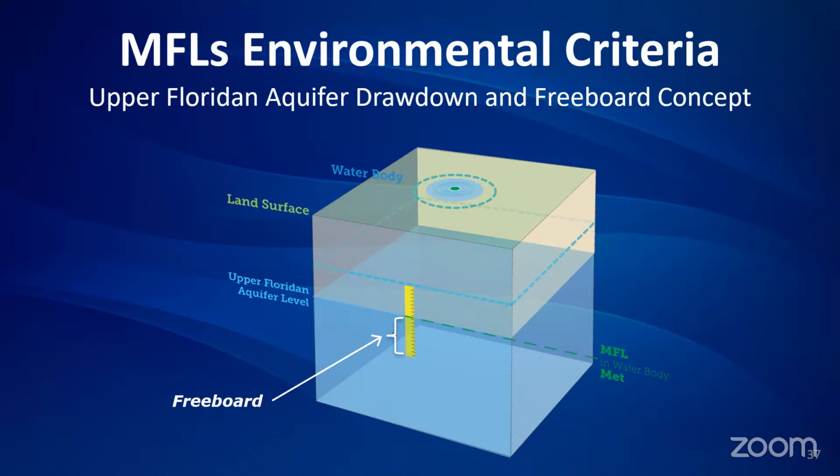And you can see that while the MFL has been met, that means there's potentially still additional lowering of the upper Floridan aquifer level that could occur before that MFL is no longer met. We call that additional lowering of the upper Floridan aquifer level freeboard. It's just the terminology we use, and you'll see it reported in our results in the water supply plan. What the freeboard means is there's still some potential lowering or changing of the upper Floridan aquifer level that could occur before a lake MFL is no longer met.